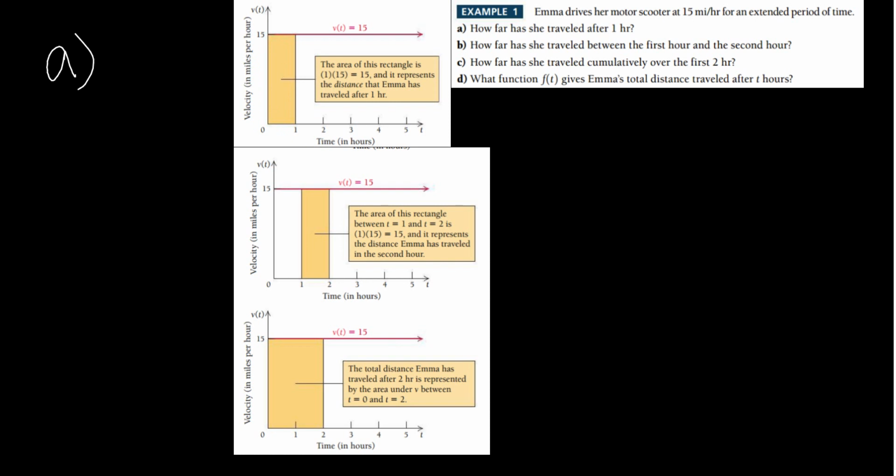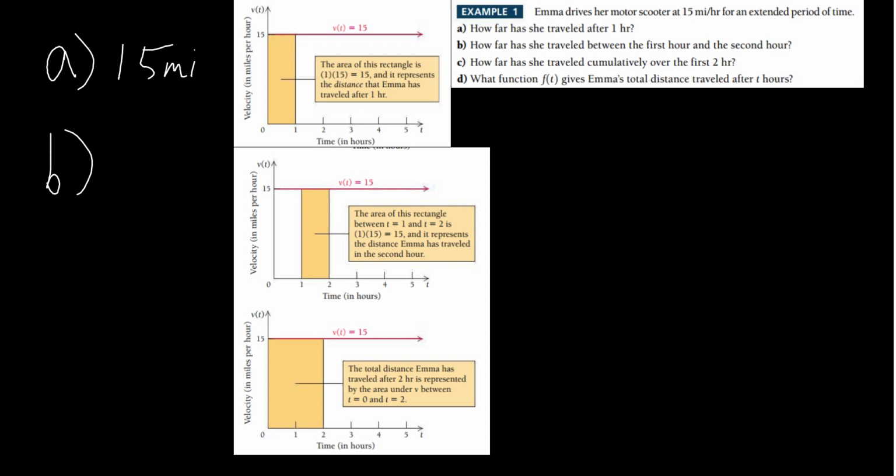So that's one way to look at it. We looked at it graphically, and of course, like I said, we could do this in our head. So she traveled 15 miles. B, how far has she traveled between the first hour and the second hour? Well, kind of the same thing. We could do this in our head because she's traveling at 15 miles per hour.